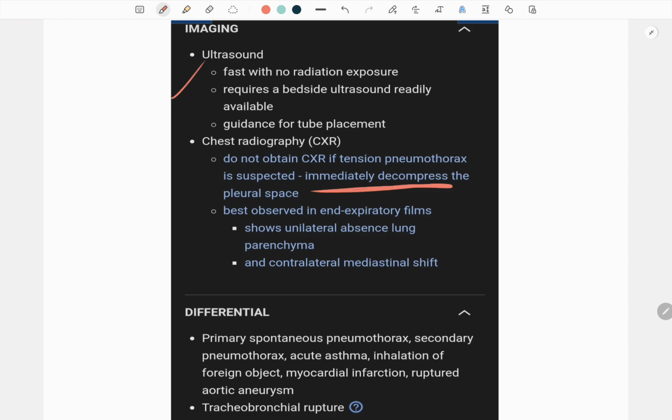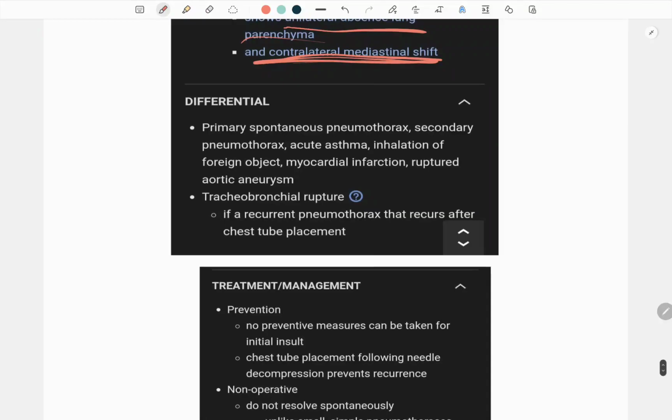Best observed in end-expiratory films, it shows unilateral absent lung parenchyma and contralateral mediastinal shift. If we talk about the differentials, there is primary spontaneous pneumothorax, secondary pneumothorax, acute asthma, inhalation of a foreign object, myocardial infarction, ruptured aortic aneurysm. This all we could see. Tracheobronchial rupture: if a pneumothorax recurs after chest tube placement, you could think of tracheobronchial rupture.